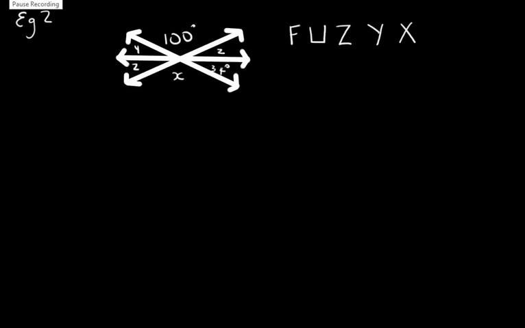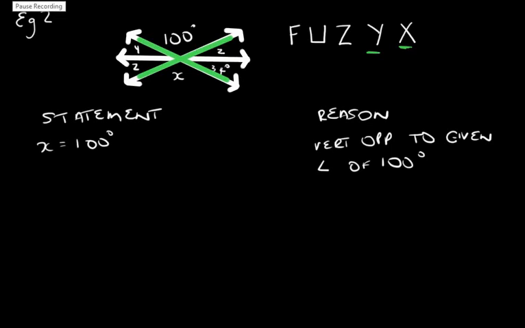Let's look at our next example. Now, in this shape, you should see that we won't find the letter F, we won't find the letter U or the letter Z. However, we can make use of the letter Y, and we can make use of the letter X. So those will be vertically opposite angles, and this will be angles in a straight line. Let's see if we can solve for X. Angle X will be equal to 100 degrees. Why? Because it's vertically opposite to our given angle of 100 degrees.